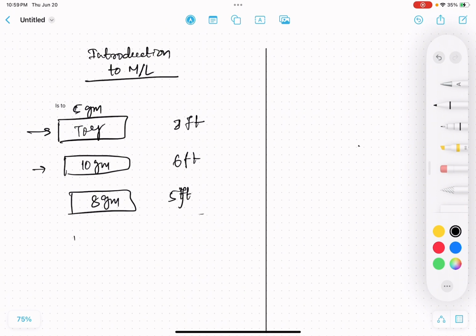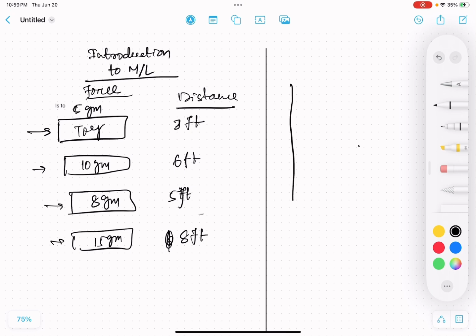And one more data point, let's say you applied 50 grams of force and then the car moves, let's say, 8 feet. Okay, now what are you learning from this? This is going to be your force and this is your distance, right?